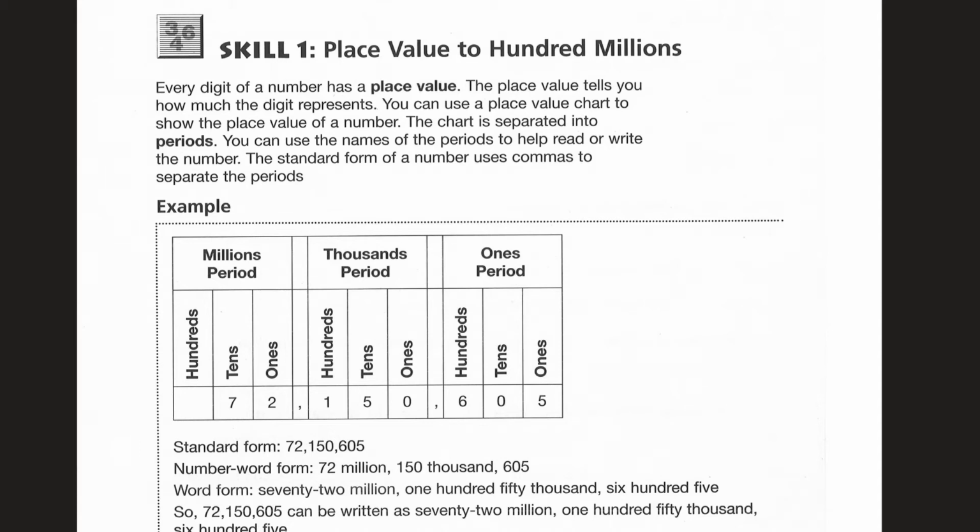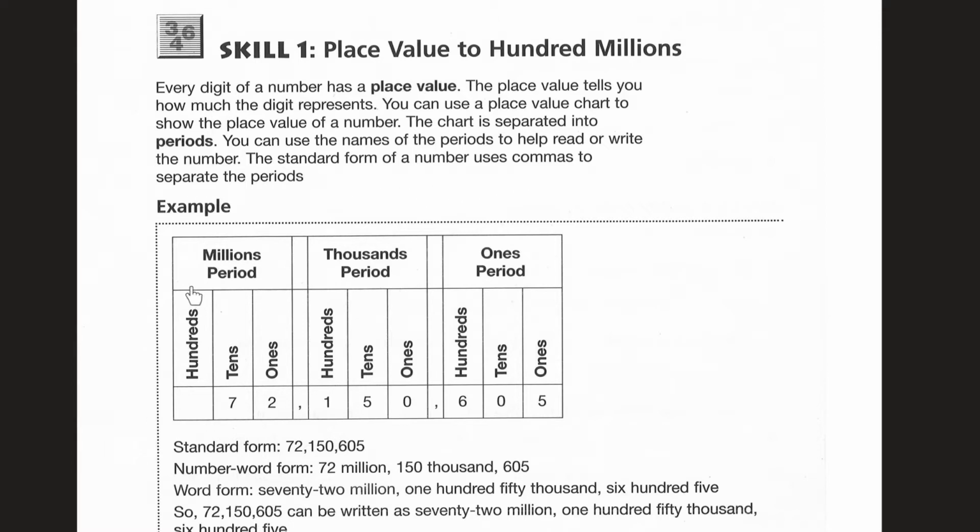Hi, and welcome to Skill 1 on whole numbers, and we're talking about place value to the 100 millions. So every digit of a number has a place value. The place value tells you how much the digit represents. You can use a place value chart to show the place value of a number, and the chart is separated into periods. You can use the names of the periods to help read or write the number, and the standard form of a number uses commas to separate the periods.